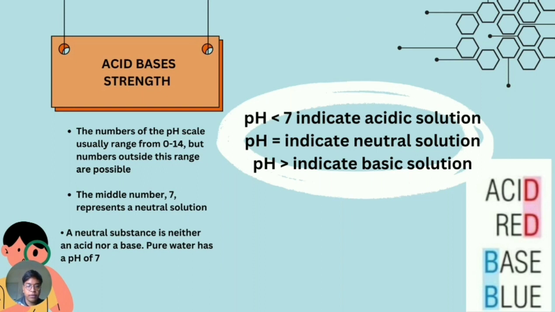The numbers on the pH scale usually range from 0 to 14, but numbers outside this range are possible. The middle number 7 represents a neutral solution. A neutral substance is neither an acid nor a base. Pure water has a pH of 7.